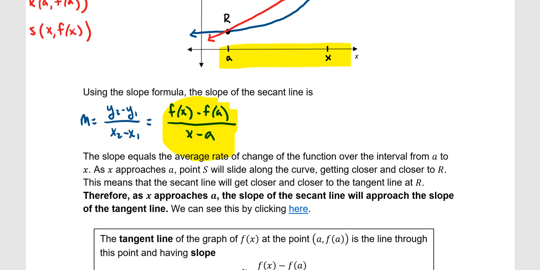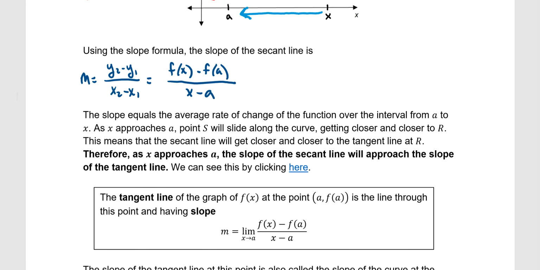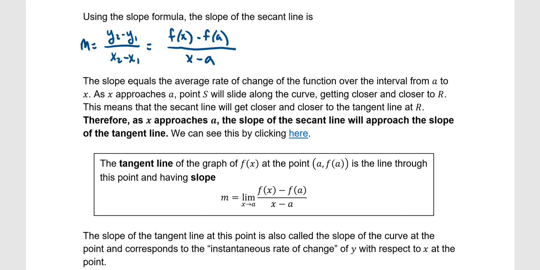So once again, the idea here for what we're doing is we're holding R still. R is going to stay where it is, and we're going to move point S closer and closer to point R, which means in terms of the x-coordinates, x is getting closer to a. So as x gets closer and closer to a, the slope of the secant line is going to become the slope of the tangent line. So once again, since we're talking about movement along a curve, that's where we're going to be talking about limits. Anytime you have the word getting closer to or approaching, that's where we're going to introduce limits.